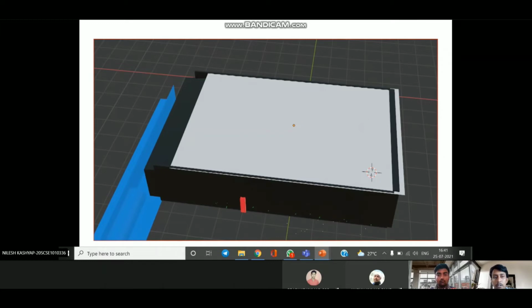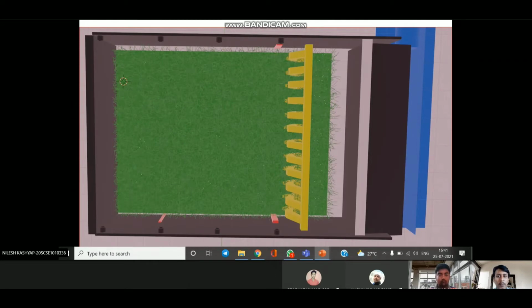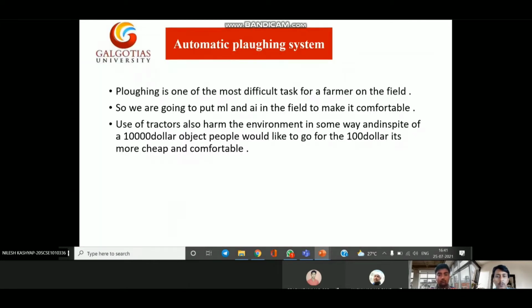Now, the automated plugging system. This is the automated plugging system, which will not just help the farmers to be more effective on the field but also, with the help of artificial intelligence and machine learning, give them a keen eye and keep hold on the farming techniques. By keeping hold on the farming techniques, we can also make farming more productive.